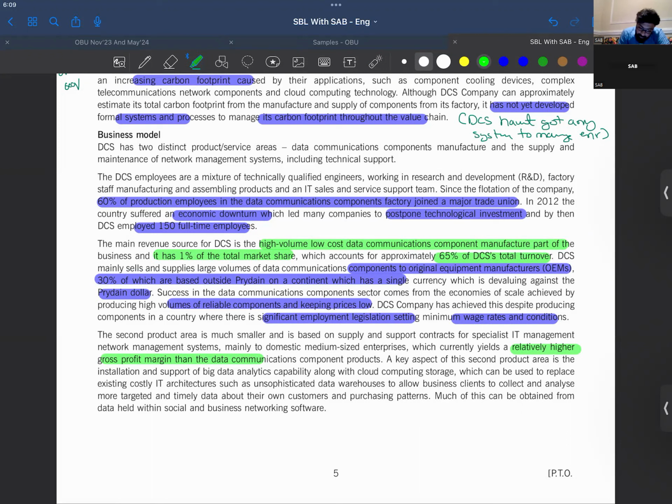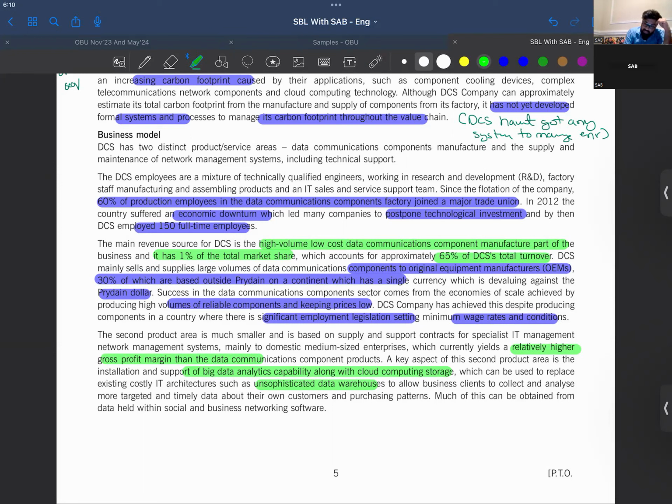A key aspect of the second product area is the installation and support of big data analytics capability and cloud computing storage, which can be used to replace existing costly IT architectures such as unsophisticated data warehouses. So this is basically an eliminator. The service that we are going to give is a kind of disruptive technology to the other unsophisticated data warehouses.